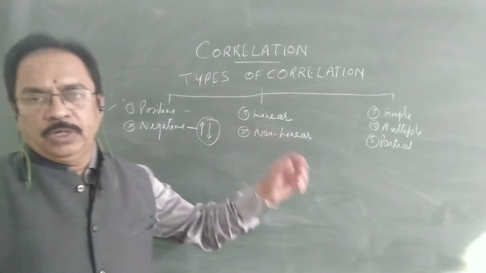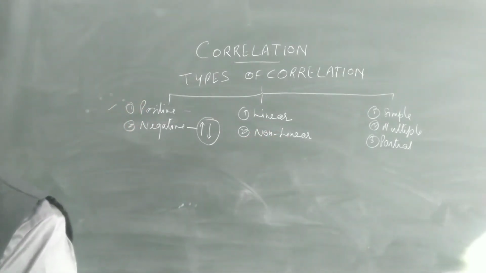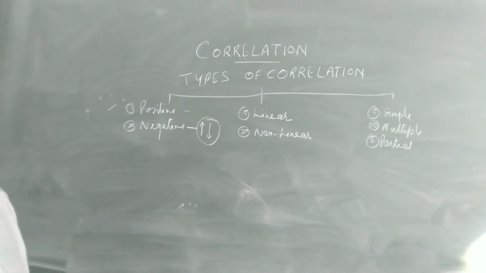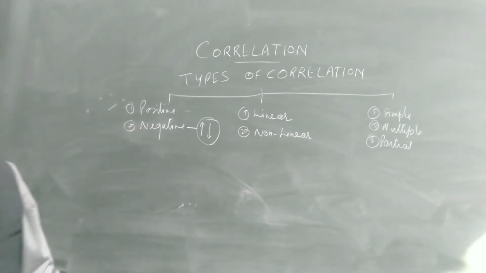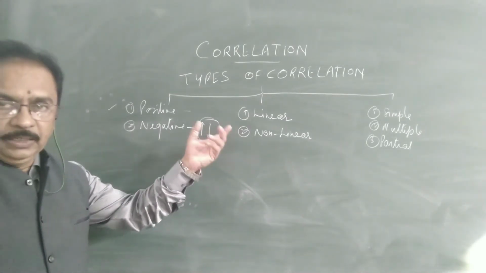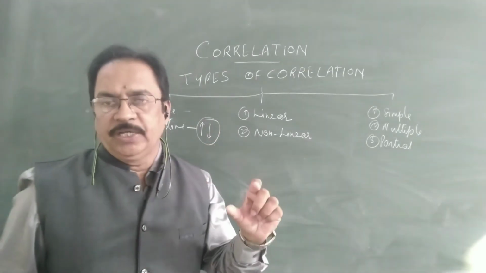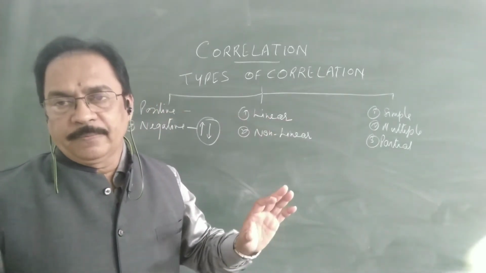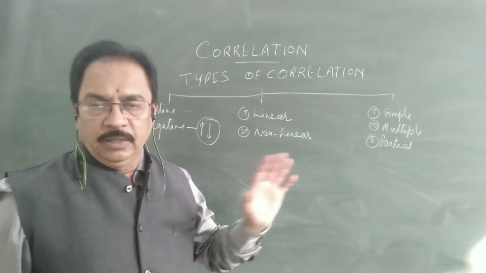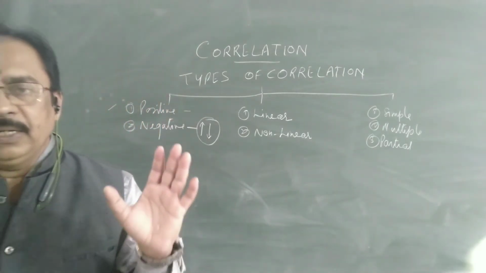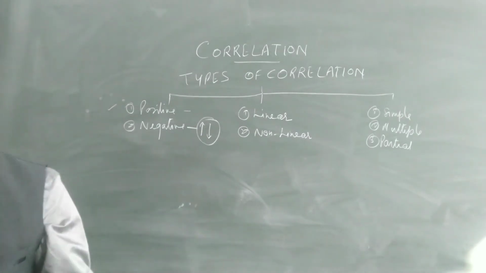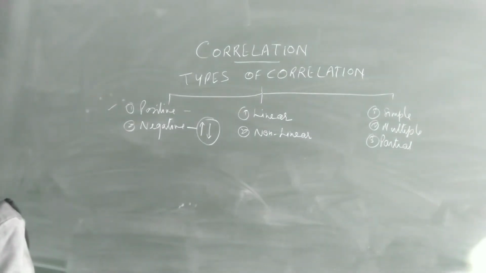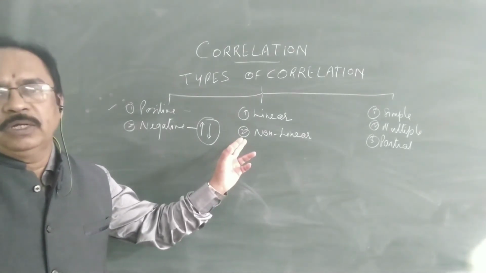Then linear correlation: when a change in one variable has a constant ratio to the amount of change in the other variable. If one variable is changing and it leads to a constant ratio of change in the other variable, that is called linear correlation. Then non-linear correlation: when one variable is increasing but it does not produce a change of constant ratio in the other variable, that is called non-linear correlation.